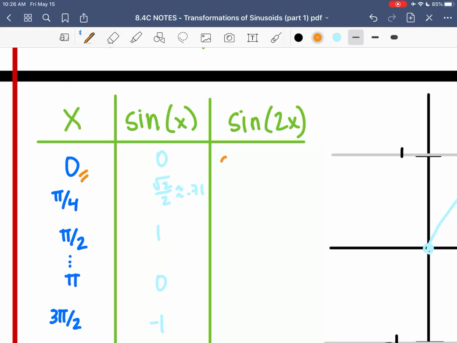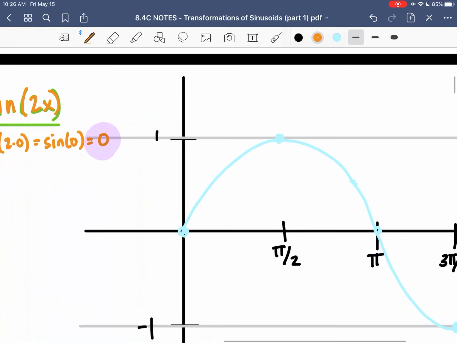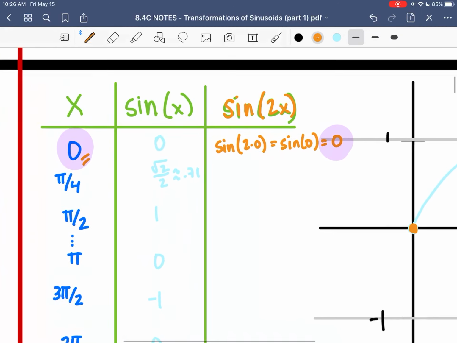So this is really interesting. When x is 0, sine of 2 times 0 is still sine of 0. And I know what sine of 0 is. It's 0. So apparently at 0, we still have the point 0, 0 for our graph of sine of 2x. I'm going to graph this one in orange again. So we're still starting in the same place.